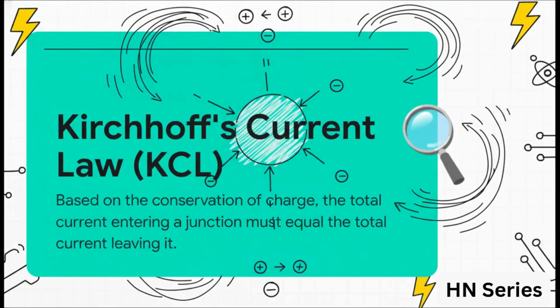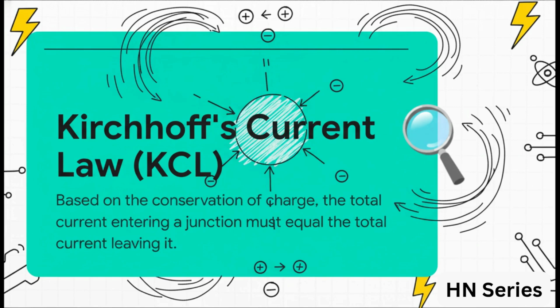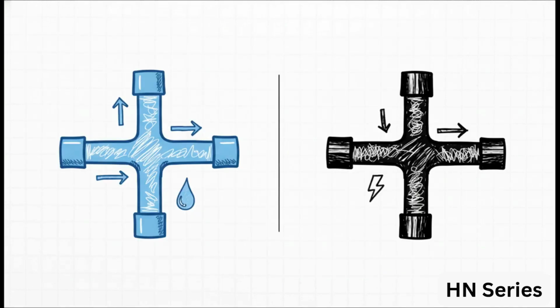Let's check out our first master key, Kirchhoff's current law, or KCL for short. The amazing thing about this law is just how simple it is. It really just boils down to one single idea. Whatever electricity flows into a junction, a point where wires meet, the exact same amount has to flow out. It's all based on this fundamental rule that you can't create or destroy charge. Yet people call it the junction rule.